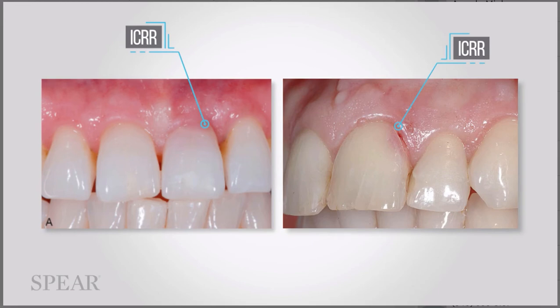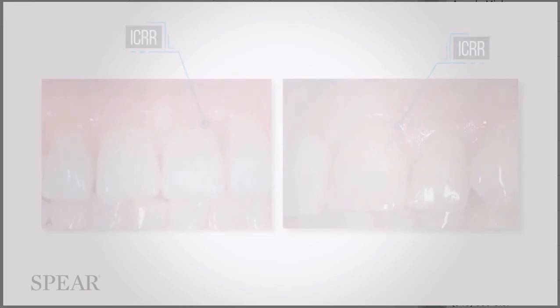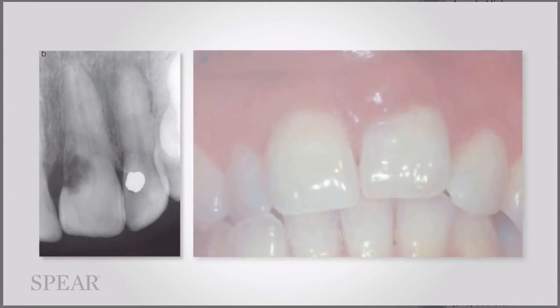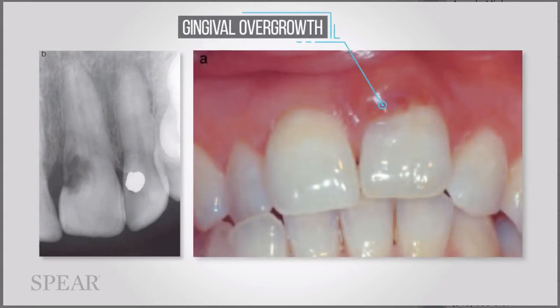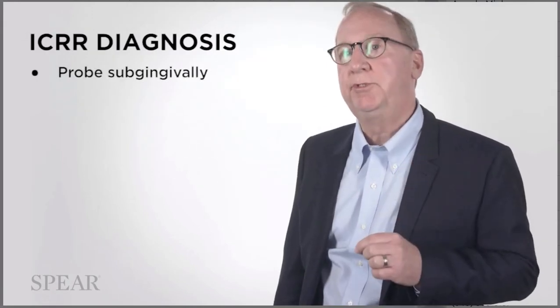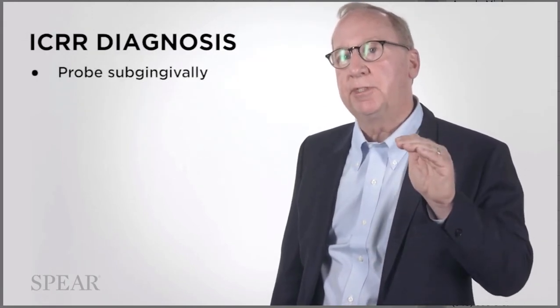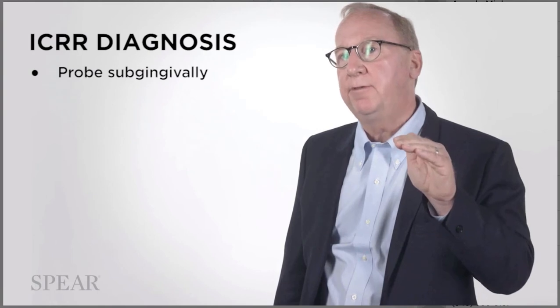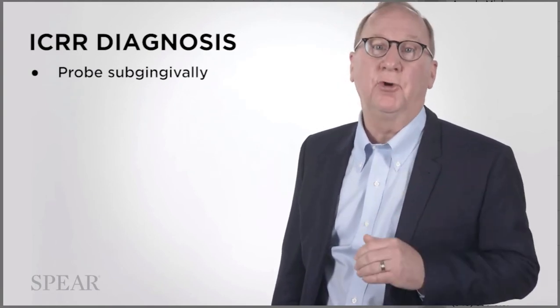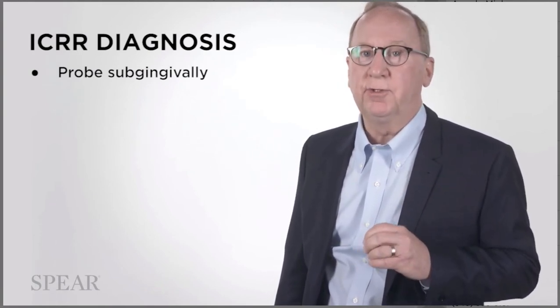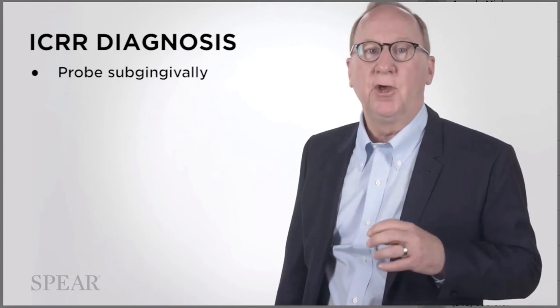And then as that invasive resorption becomes that much more invasive, we'll see a gingival overgrowth into that area where the resorption is. Again, that's very classically seen in these cases. Diagnostically, you can probe subgingivally, and sometimes with a good explorer you can get up underneath the gingiva and probe where that cervical resorption actually is.